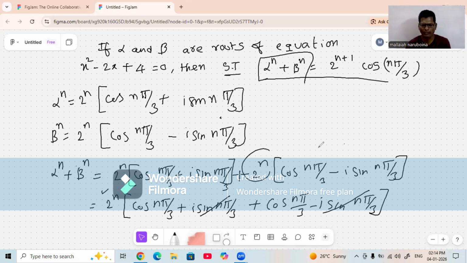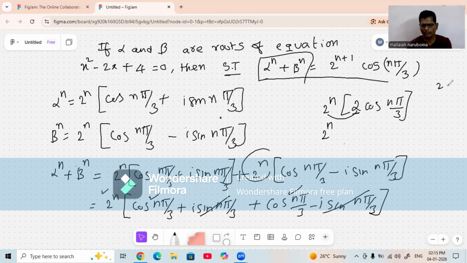Now outside of the bracket we have 2 power n. Inside we have cos n pi by 3, cos n pi by 3, that means 2 cos n pi by 3. How many n pi by 3s are there? 2. That's why here 2 is there. Now 2 power n into this 2.